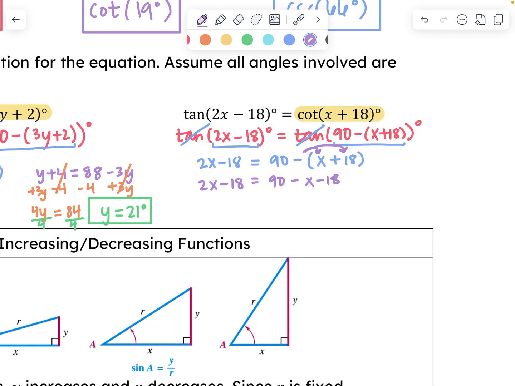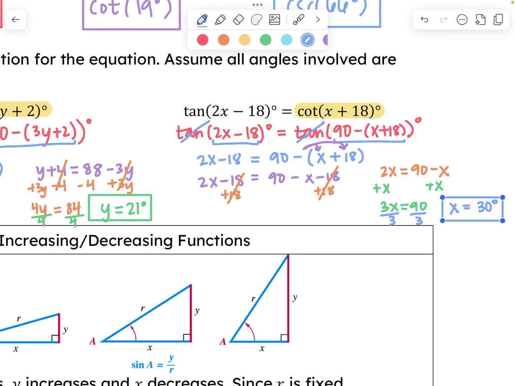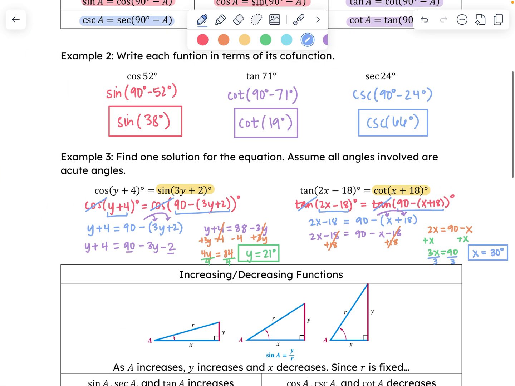What I notice here is that if I were to add 18 to both sides, that's going to cancel that out. So I get 2x is equal to 90 minus x. I can add x over, and I get 3x is equal to 90. And then I can divide by 3, and I get that x is equal to 30 degrees. So that's how you can use your cofunctions to help you solve equations.